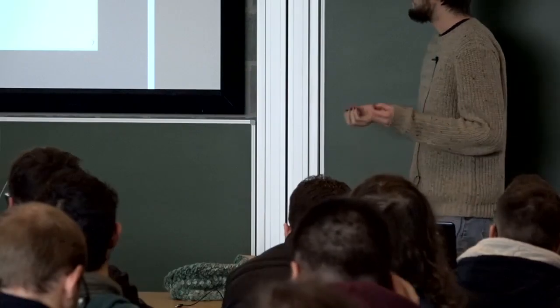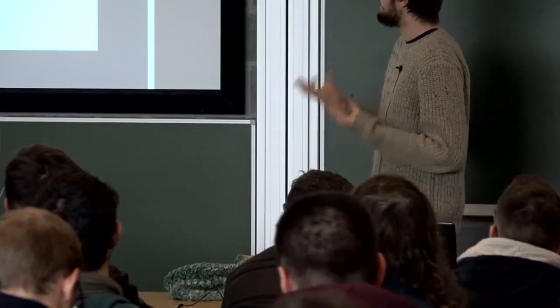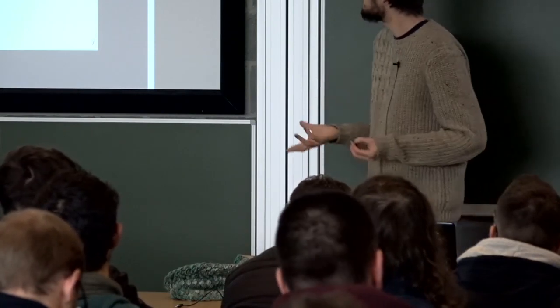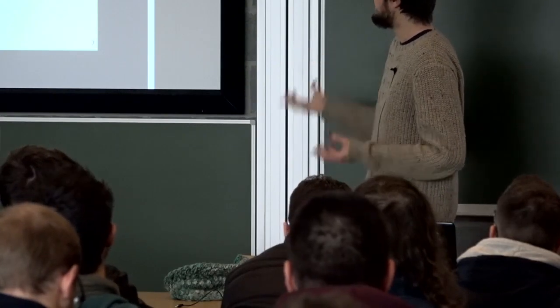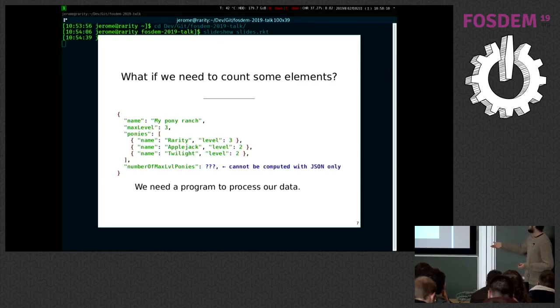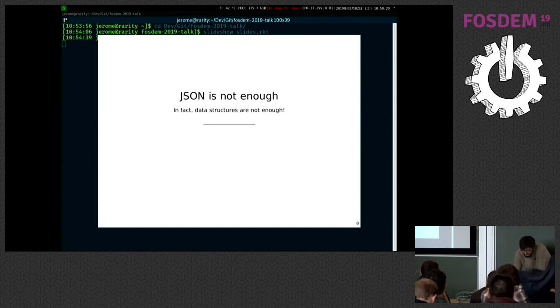So I guess the number of max level ponies is not something complicated, but it's data. And JSON actually cannot compute that. We need a program to fetch the number of ponies and see which are max level. But the number of max level ponies shouldn't be something that you need to compute. It's just simple data. So JSON is not enough, and any data structure is not enough for any complex system.